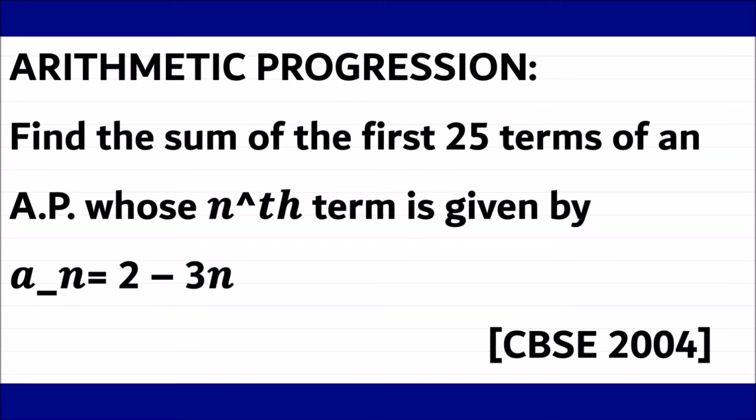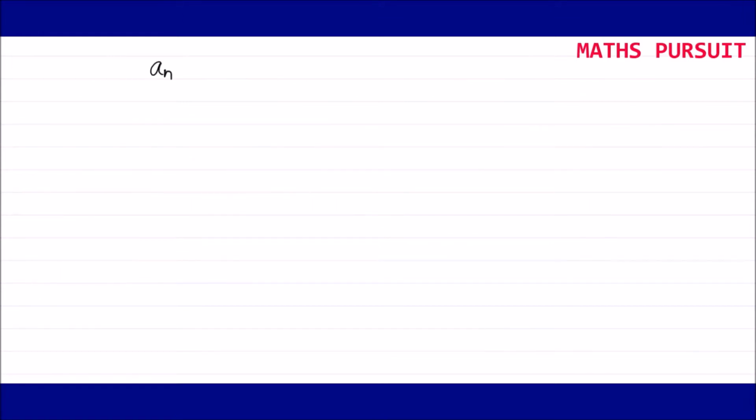We need to find the sum of the first 25 terms where the nth term is given by an = 2 - 3n. This is what is being given. Now we are going to find the value of the sum of the first 25 terms.